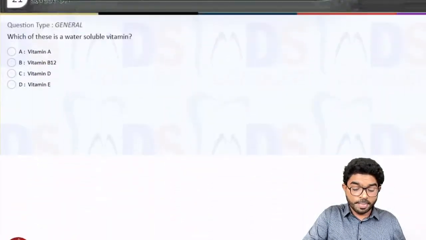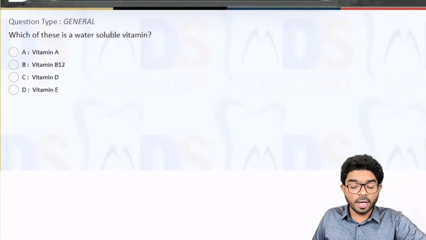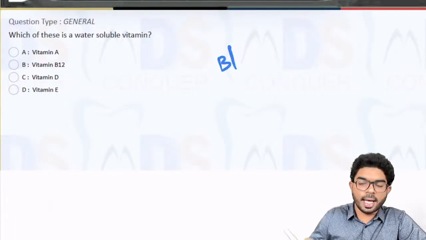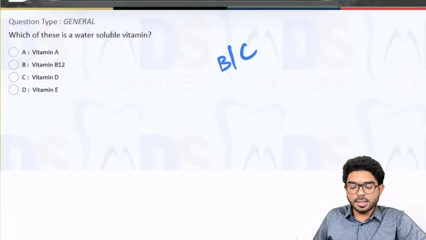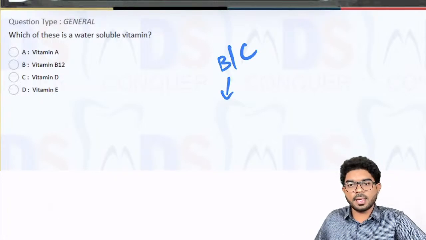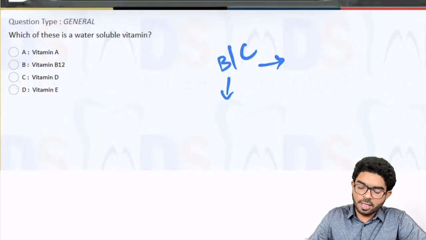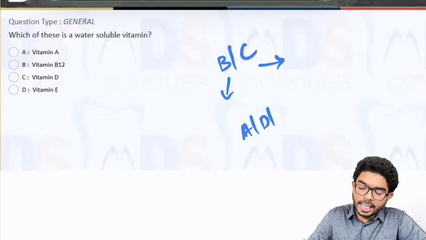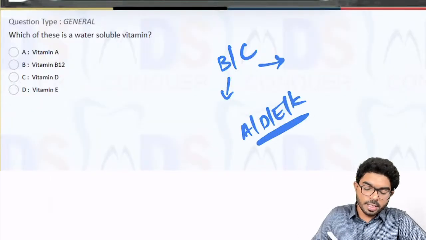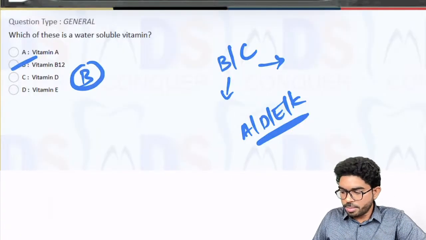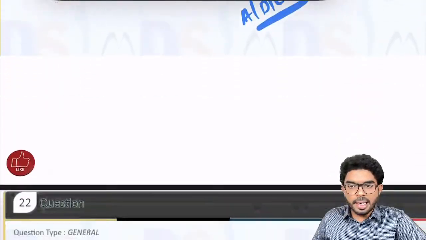Now the question number 21, which of the following is a water soluble vitamin? For water soluble vitamins, I told you to remember BCs are water soluble vitamins. So all your B vitamin complexes along with vitamin C come under water soluble, whereas the rest of your vitamins, that is A, D, E, K, are fat soluble vitamins. The answer is option B.